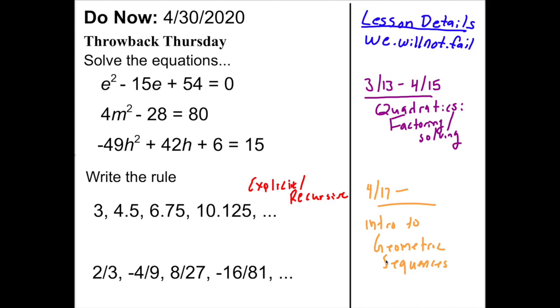And then write the rule, explicit and recursive. 3, 4.5, 6.75, 10.125. So that's 3, 4.5, 6 3/4, 10 1/8. And then 2/3, negative 4/9, 8/27, negative 16/81.